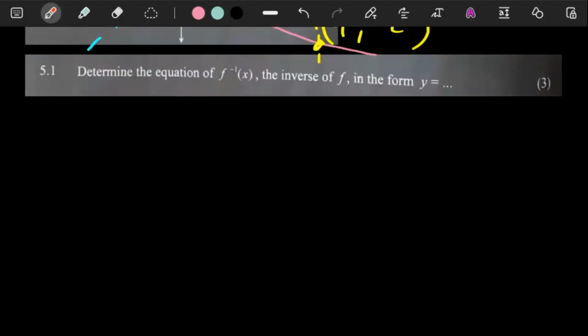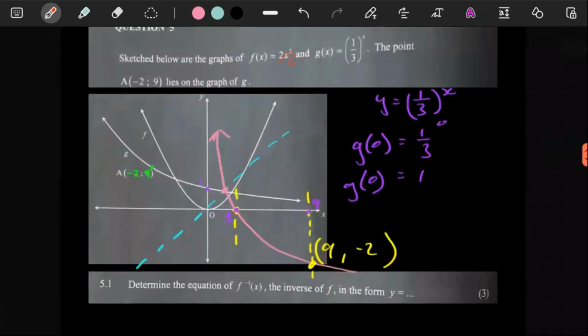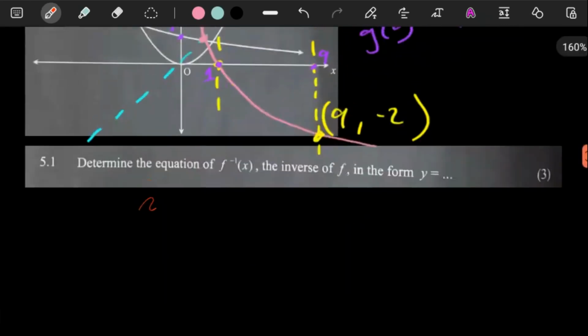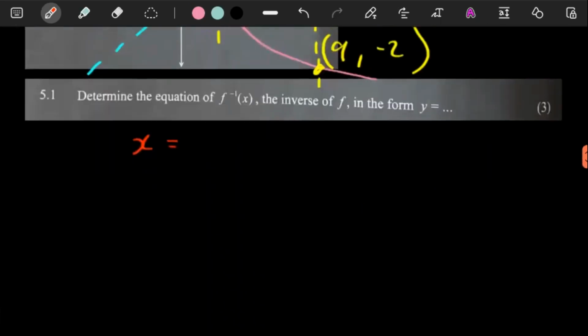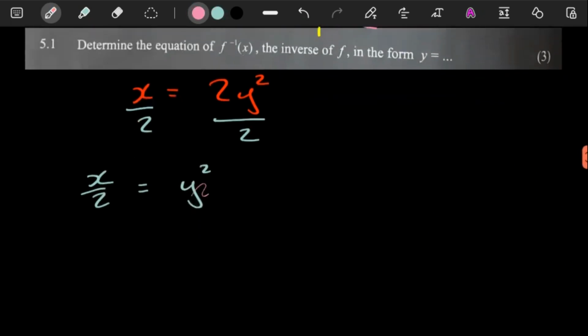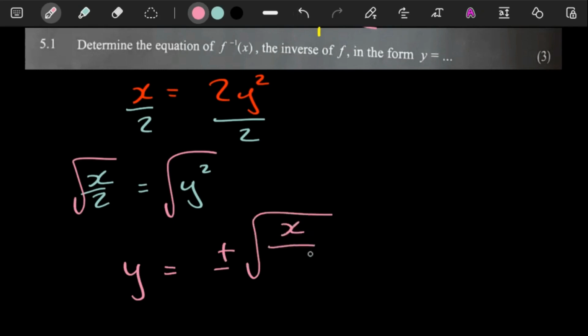5.1 is asking us to get the inverse of f. So f is a parabola. If you're going to get the inverse, you have to swap around x and y. So where y is, you're going to put an x there. Where x is, you're going to put a y there. So this is like 2y squared. Making y the subject of the formula, we're going to divide both sides by 2, so you're going to have x over 2 equal to y squared. Then we square root both sides and put plus or minus. So y is going to be equal to plus or minus the square root of x over 2. That's going to be your inverse.